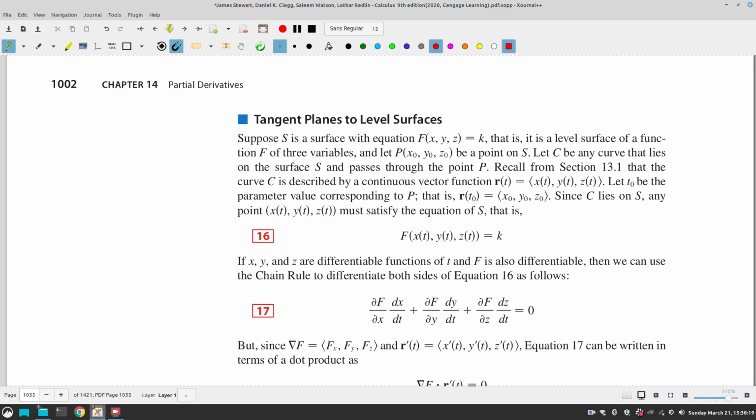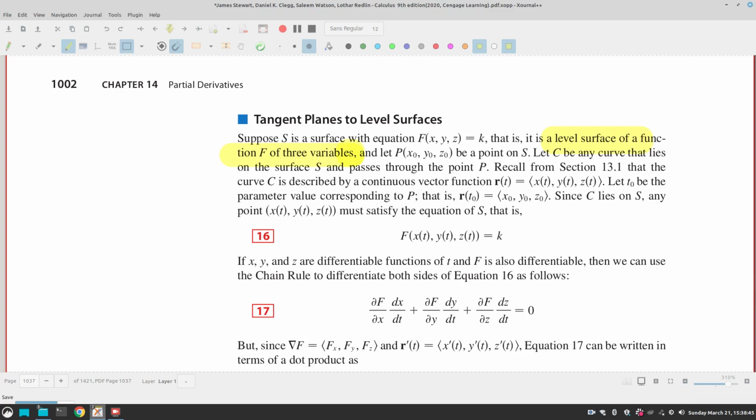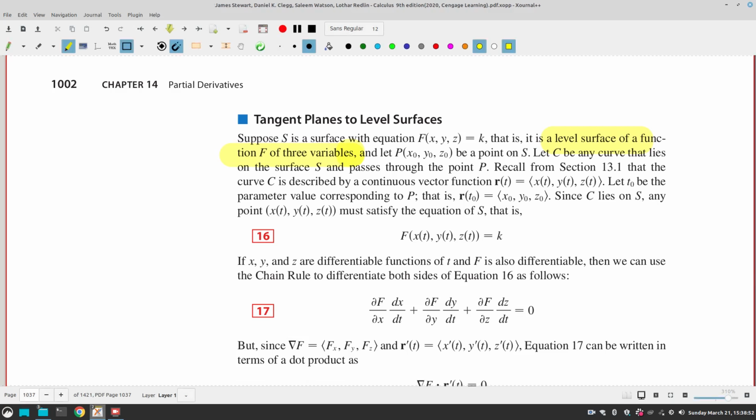Okay, so let's say we have a surface S, so let's find another way. Let's say we have a surface S given by F of x, y, z equals k. This is big F. So this is what is known as a level surface, right? This is a level surface of a function of 3 variables, meaning this function is equal to some constant, right?